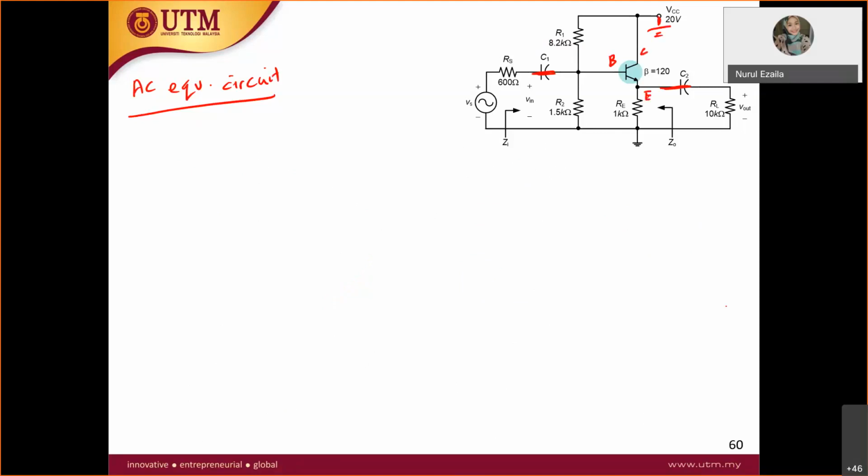The main thing is you have to draw the hybrid pi model. So you have R pi, and this node is base. Then this is your GM V pi, and this is the collector node. At the emitter, you have RE to the ground, and the collector will go straight to the ground.